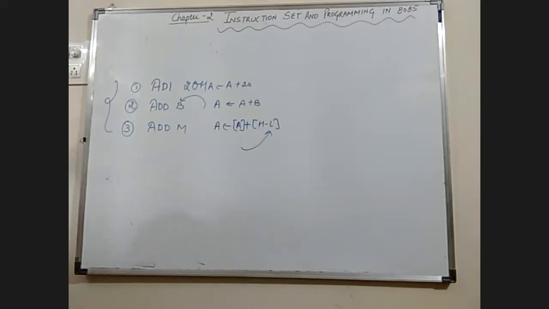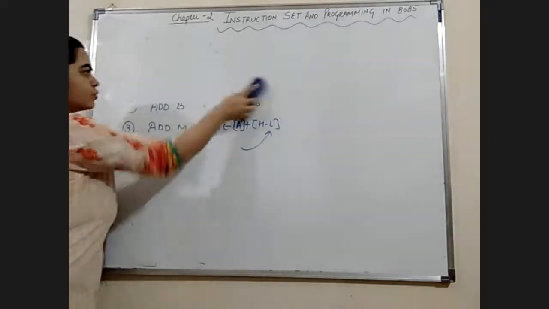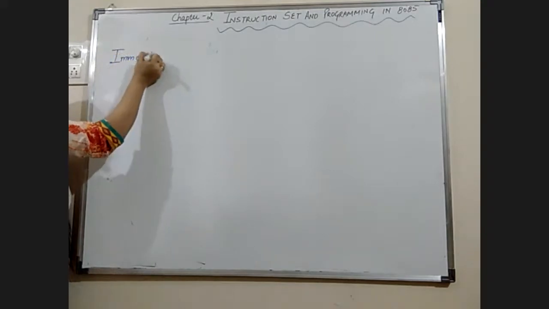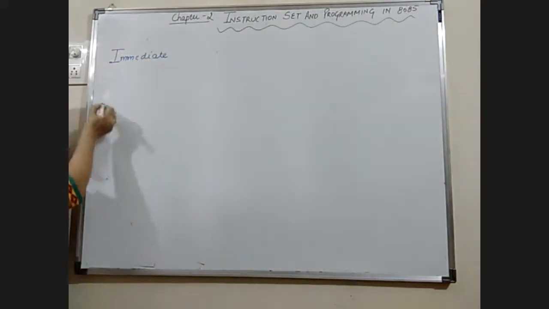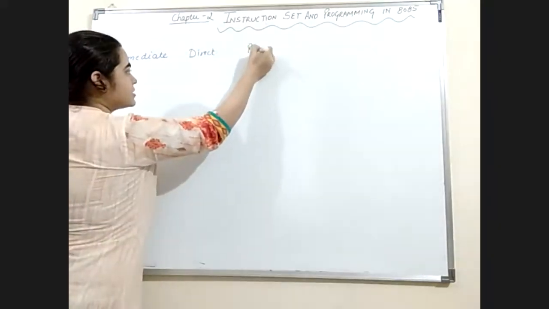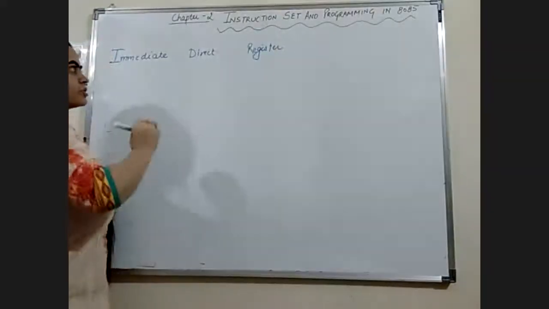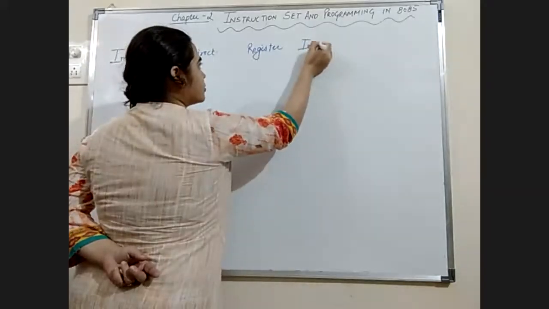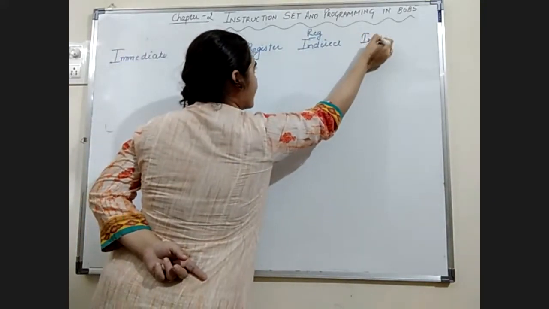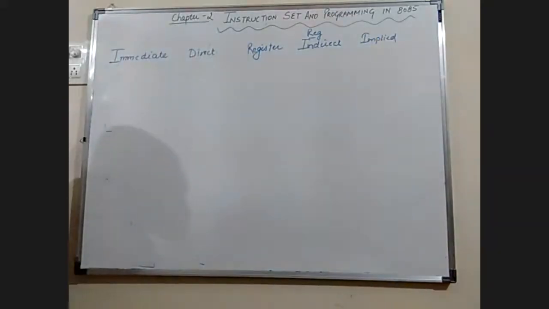Okay, now students, we can start with the first addressing mode. In 8085 we have 5 different types of addressing mode. First addressing mode is immediate addressing mode. Second mode we have is direct addressing mode. Third we have is register addressing mode. Fourth addressing mode we have is indirect, or we can say register indirect addressing mode, and fifth one we have is implied or implicit addressing mode.